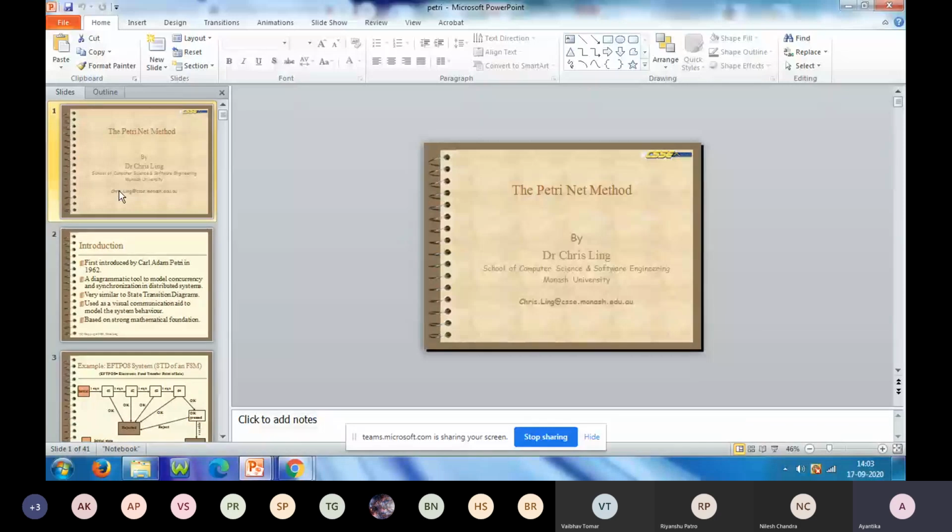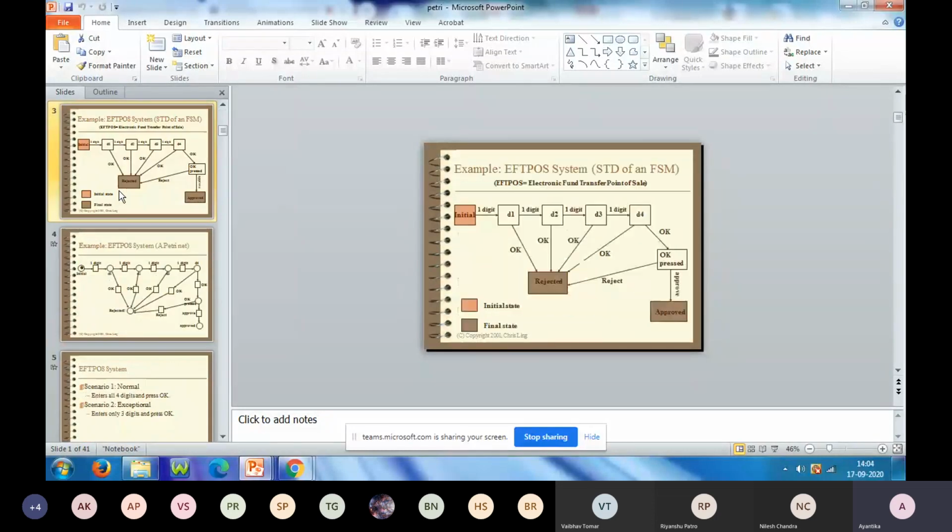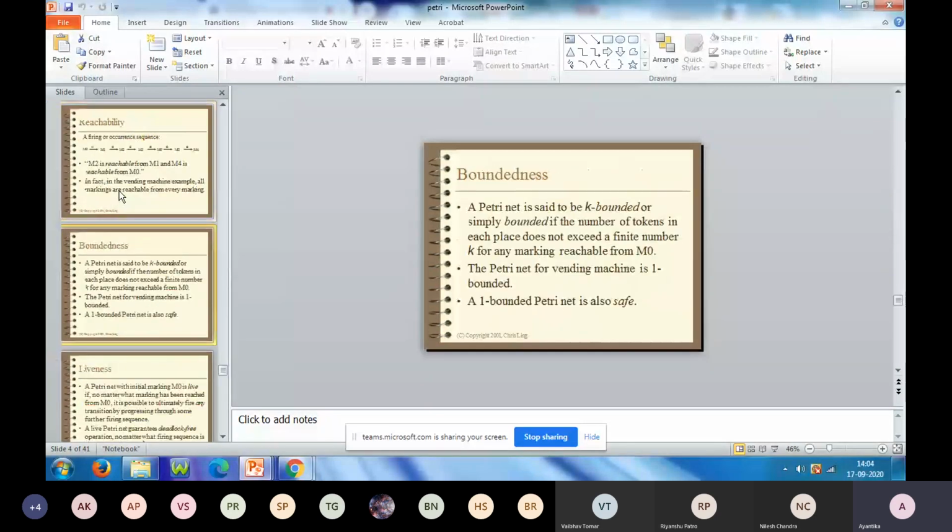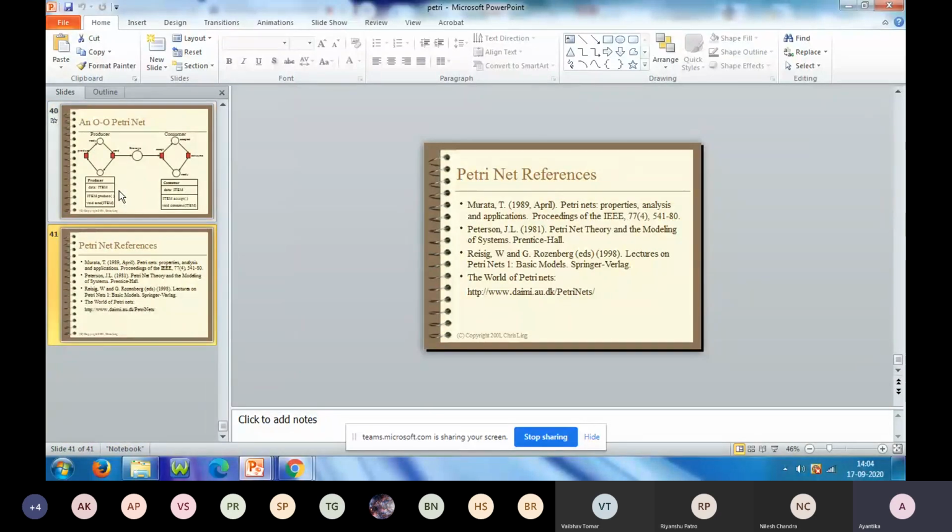Yesterday we were discussing Petri nets. We just discussed the basic formal definition of it, and for the rest of our discussion on Petri nets, we'll follow this slide deck by Dr. Chris Lang. Why? Because these slides are well developed, and the contents are taken from a few research papers and detailed discussions on Petri nets.